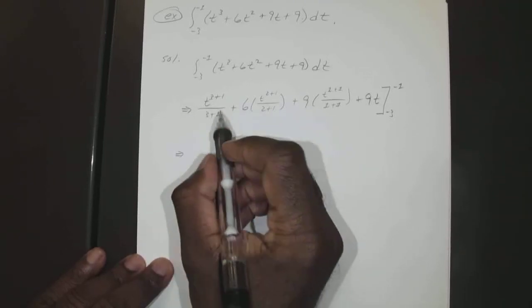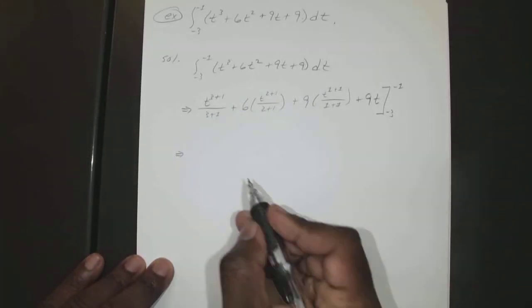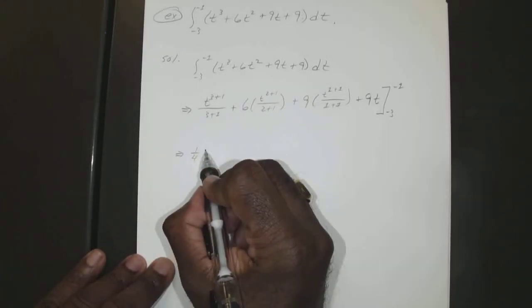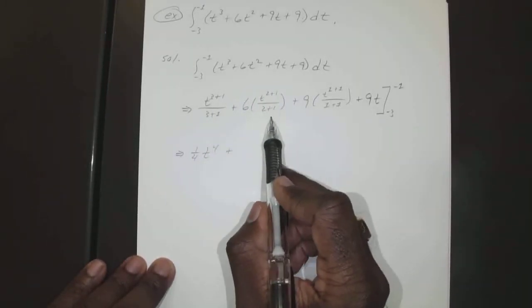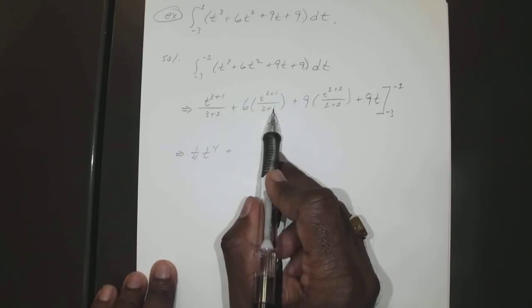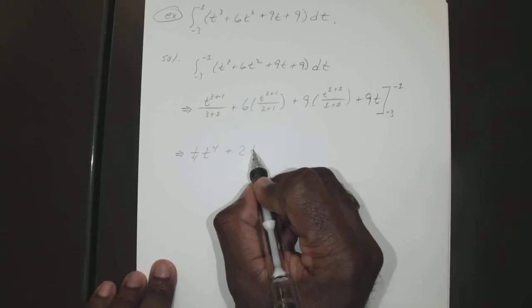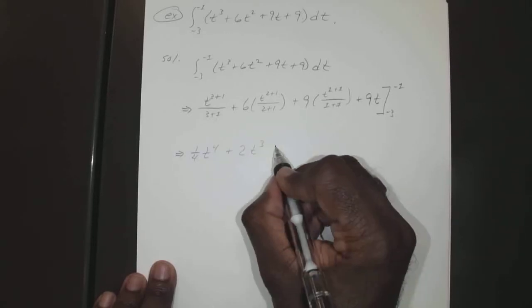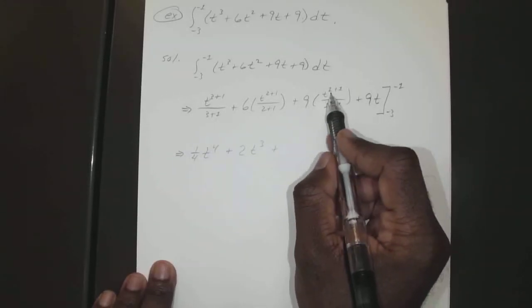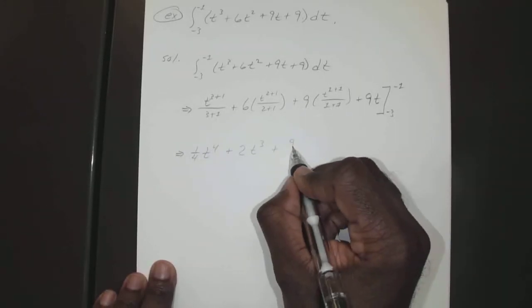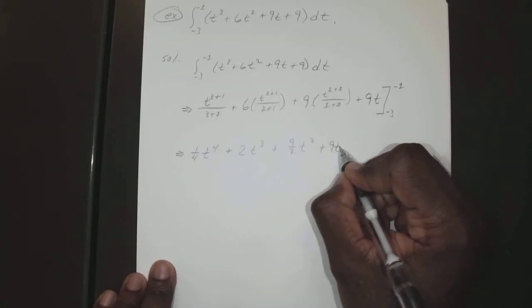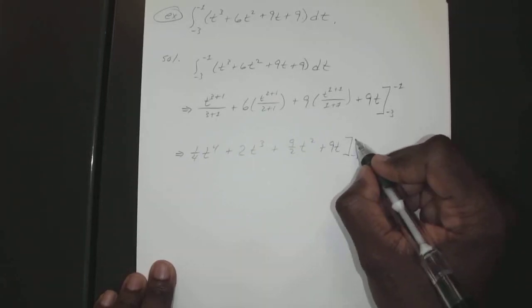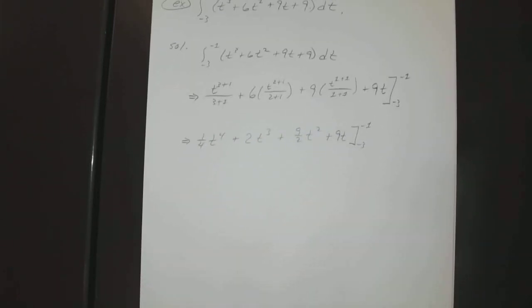All right, so that's t to the 4th power over 4, so 1/4 t to the 4th, plus t to the 3rd over 3. That's 6 and 3, which just gives us 2 t to the 3rd, plus 9 t squared over 2. We can just make that 9 over 2 t squared, plus 9t, from negative 3 to negative 1. Okay, so first we plug in our negative 1.